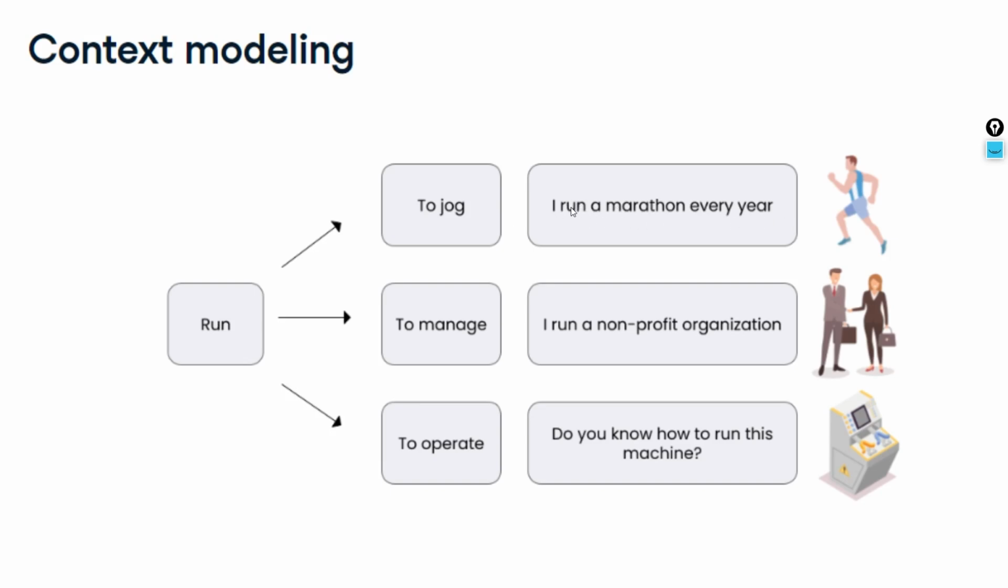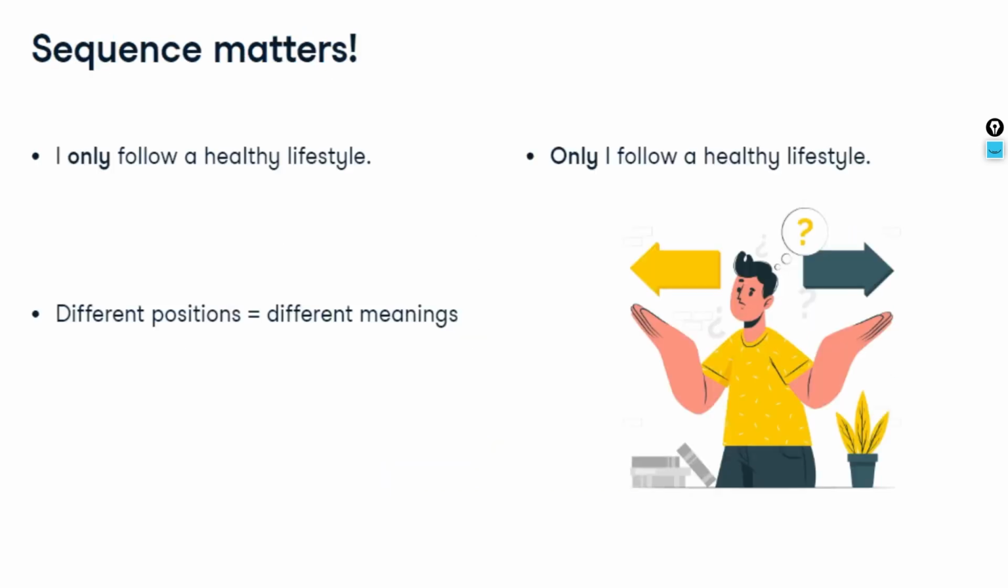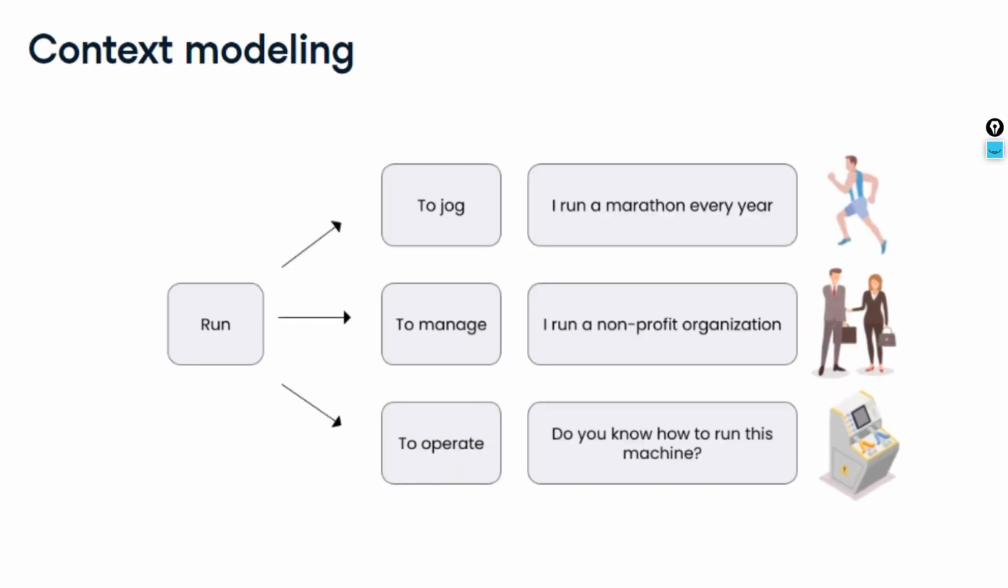So you can see this run is used in a different context. This context has to be understood by the LLMs. These are some of the challenges faced by the LLMs. One is the sequence I discussed, and the next is context modeling. The next example is to manage: I run a non-profit organization. Here the run is totally different. This run is used in a different context.